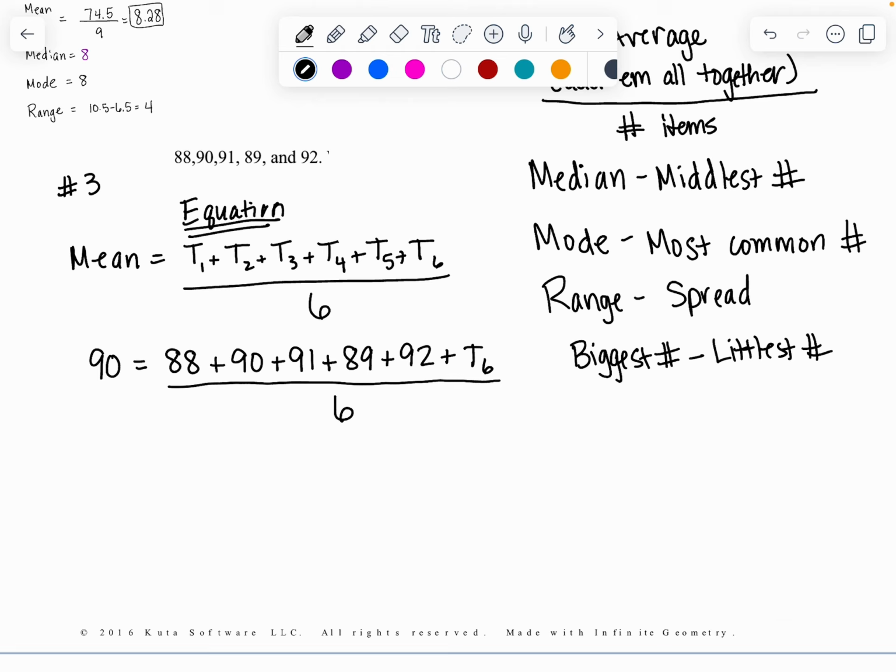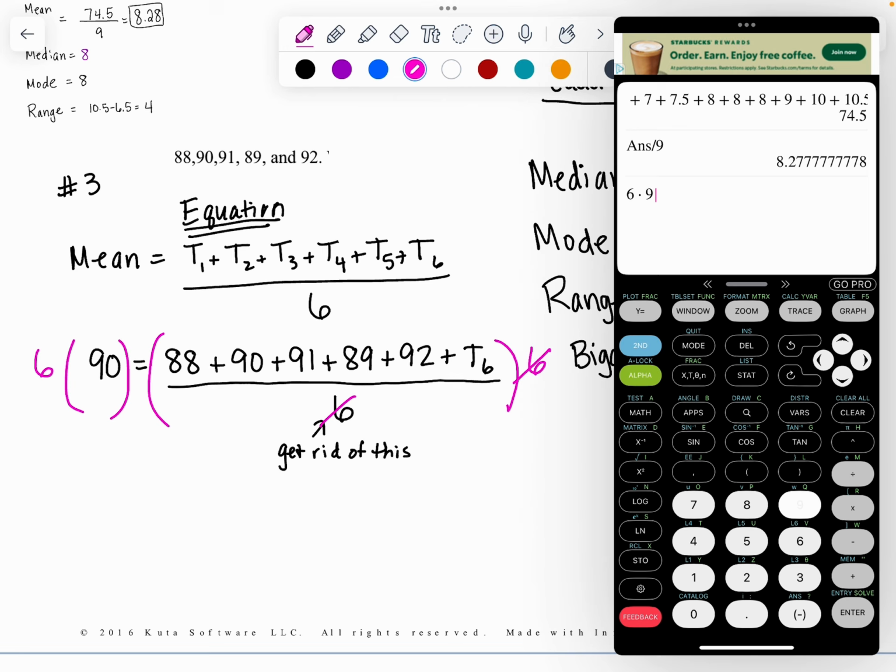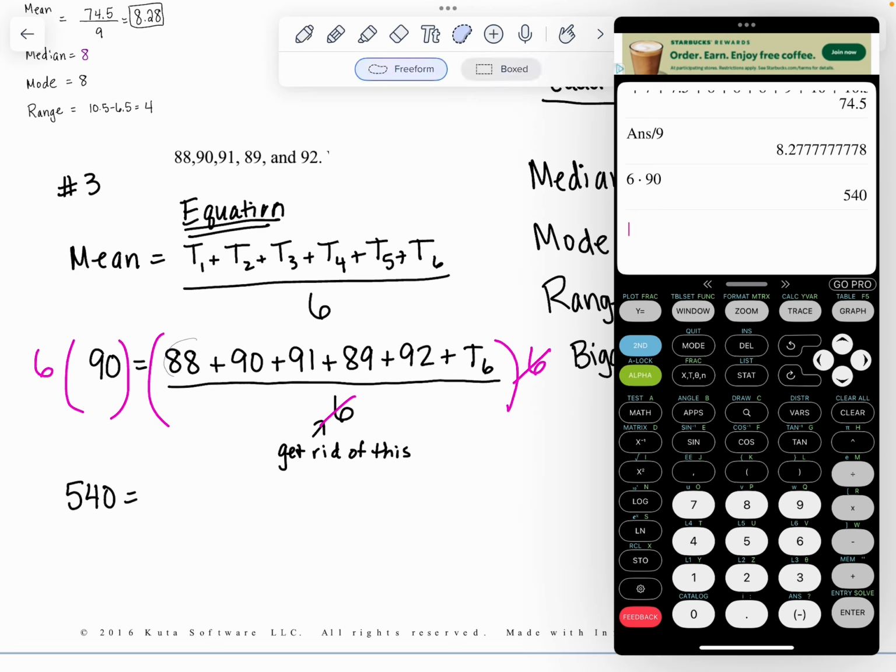Well, now I need to back up to PEMDAS. I need to get rid of this by moving it over there. That's my goal. So how I'm going to do that, I'm going to multiply both sides by 6 because it will get rid of that 6. So now 6 times 90 is 540, and it equals, all of this is still left.